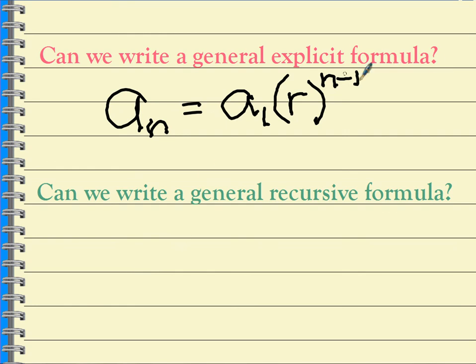And again, an explicit formula will help you find any term in the sequence without having to go through the pain of actually writing out all the terms of the sequence. So if I wanted to find the 200th term in the sequence, I would use the explicit formula to do just that. A recursive formula is notation based only. It's only going to tell us what the pattern is that gives us our sequence.